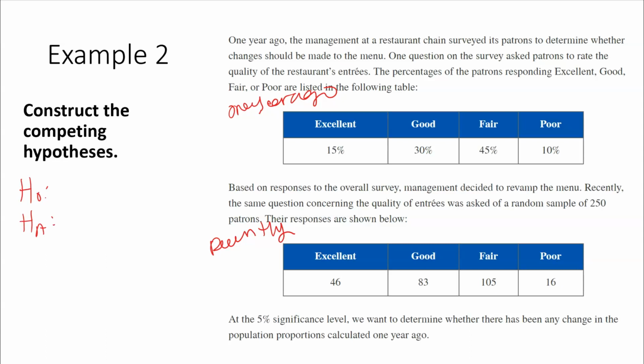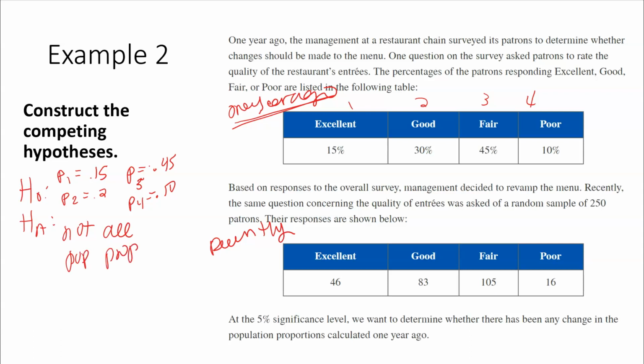What's the hypothesized value? The original hypothesized value here is from 1 year ago. Let's call them excellent, 1, 2, 3, 4. So we'll say that the proportion for excellent would be this. This is the hypothesized value. It's 0.2. 3 would be 0.45. 4 would be 0.10. And then the alternative would be not all population proportions equal their hypothesized values.